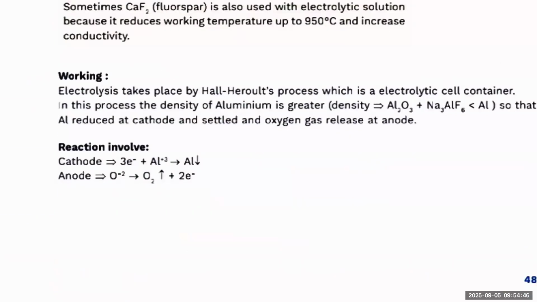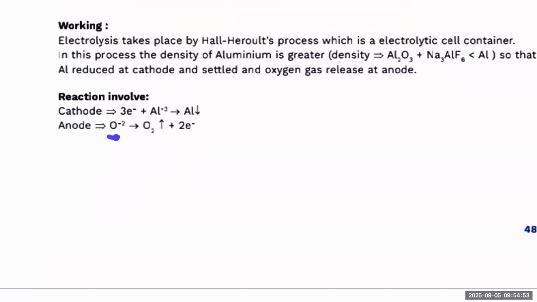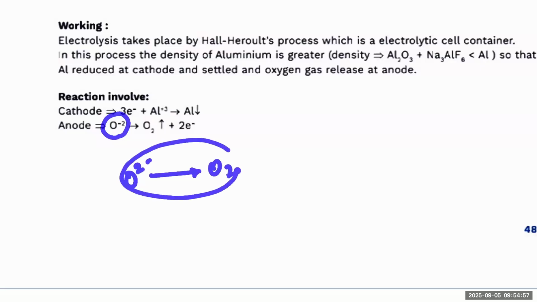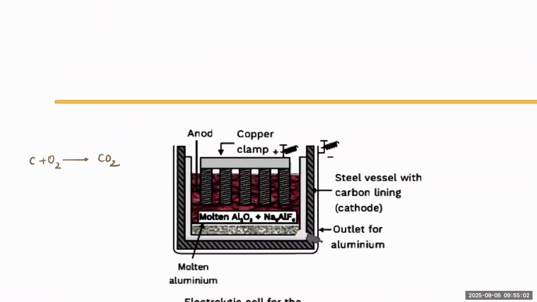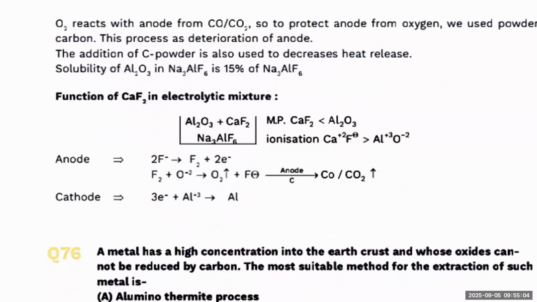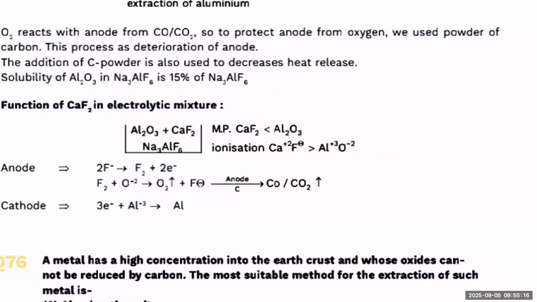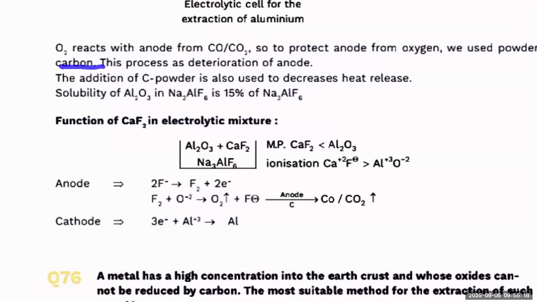What is the reaction that you expect? At the cathode, we expect that the aluminium ion will take electrons and reduce into aluminium. At the anode, the O2- will oxidize into O2. This is the cathode and anode reaction that you would notice. And O2 reacts with the anode to form CO or CO2. So as to protect the anode from oxygen, we use some powdered carbon on the top.